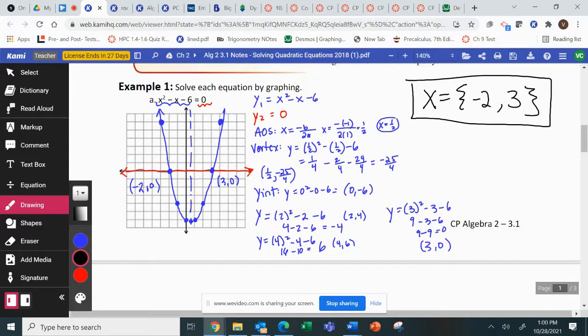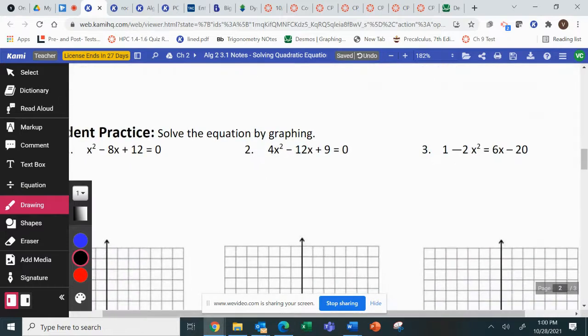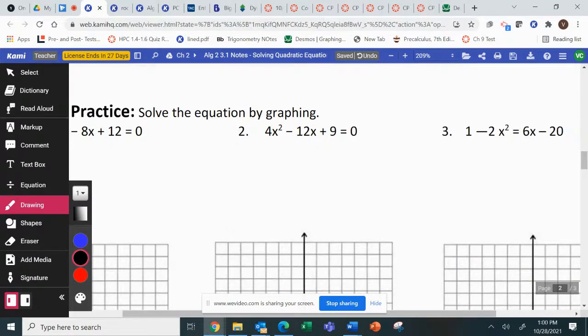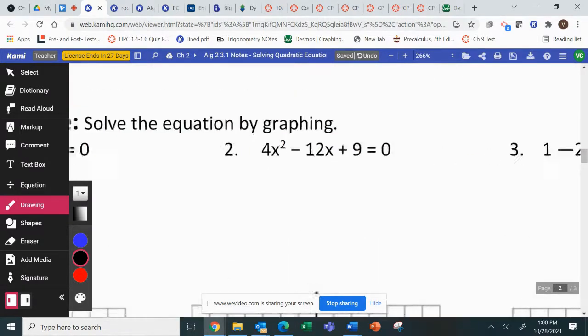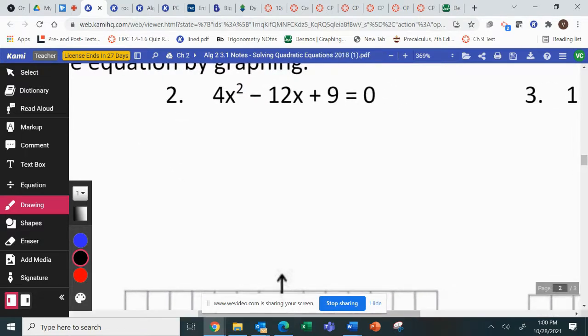So we are reviewing graphing, because if you don't use it, you lose it. And we're finding where the two intersect. Okay? So let's just do two more practices of those. We're going to do number 2 next, on the next page. We're going to solve by graphing.